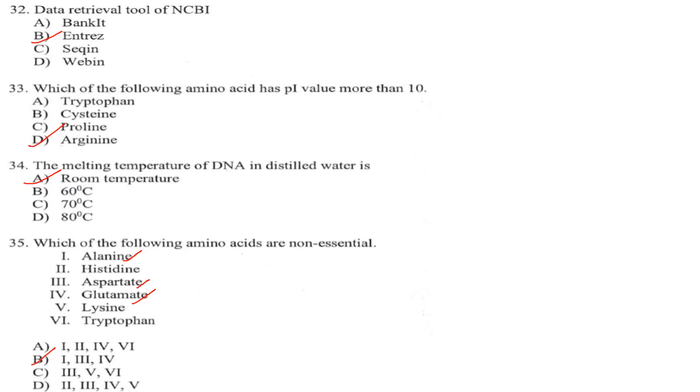Which of the following amino acids are non-essential? So they are alanine, then comes aspartate, and then comes glutamate. These are non-essential amino acids. Answer is 1, 3 and 4. Option B.